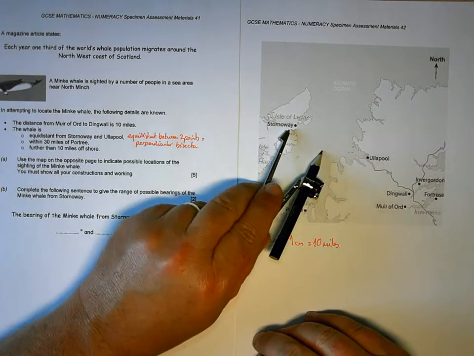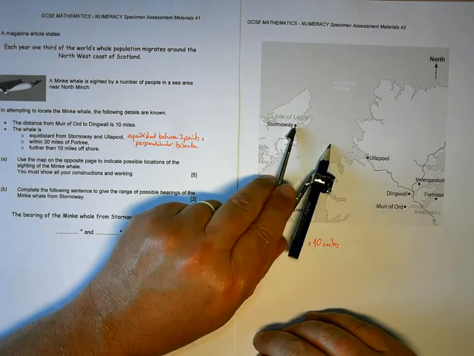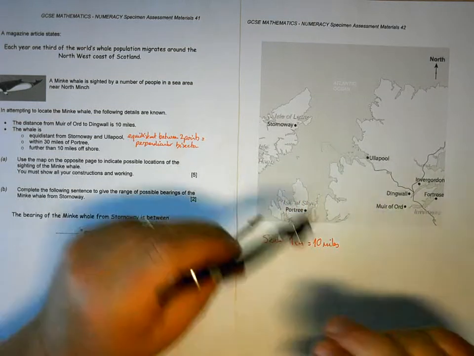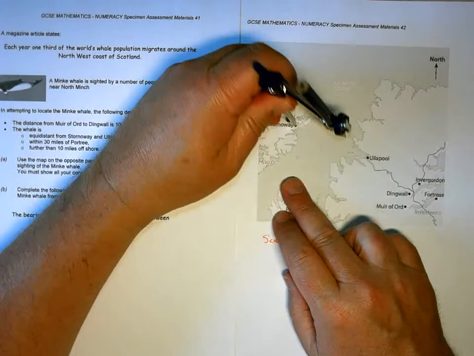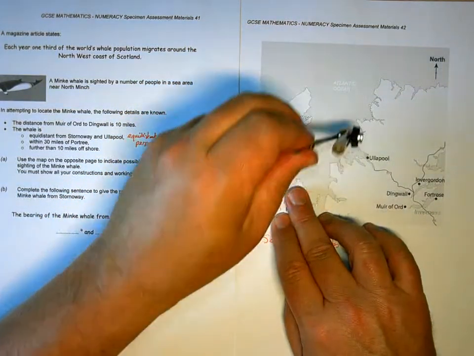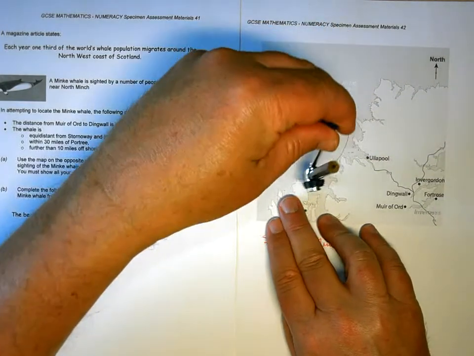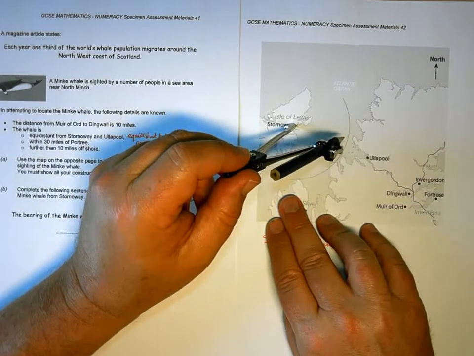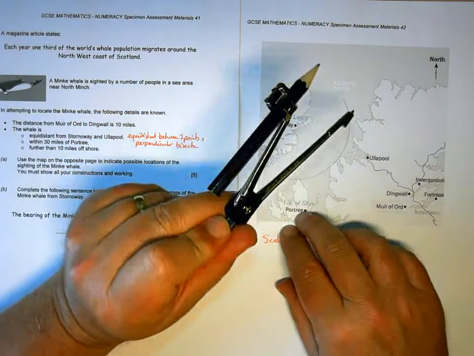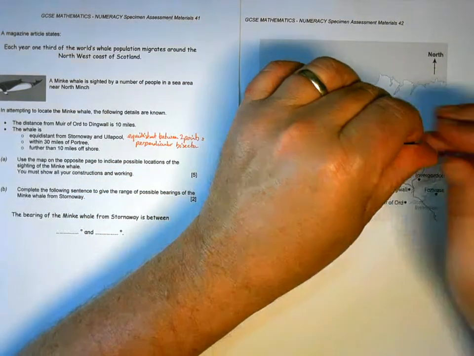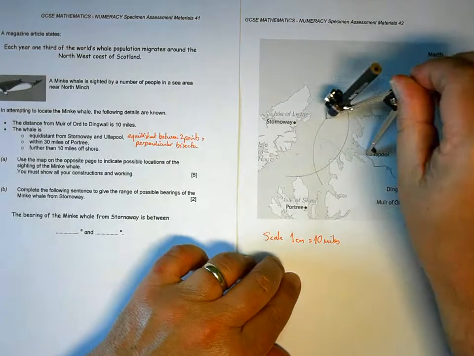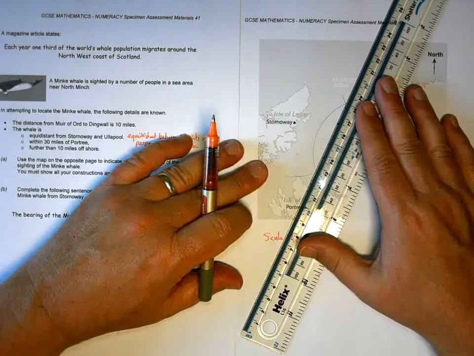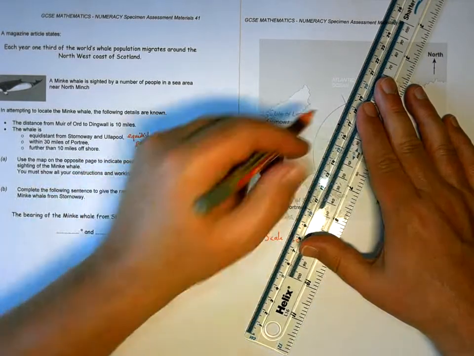So the construction you need to learn for that is you get your compass, and you need to open it up so it's visibly over halfway between the 2 points. It doesn't have to be exact, it just needs to be visibly over halfway. So for me, that is visibly over halfway. Then you draw an arc of a circle from Stornoway, then you don't change the size of your compass, and you move the point to Ullapool and draw a second arc, and where those two arcs cross will give you a line which is equidistant from the two.